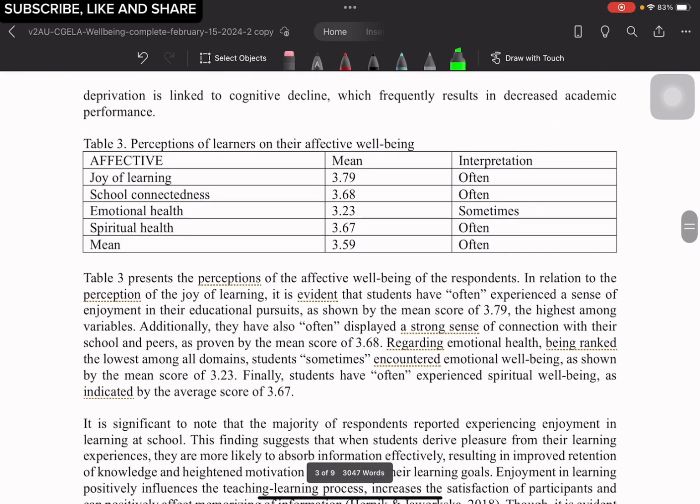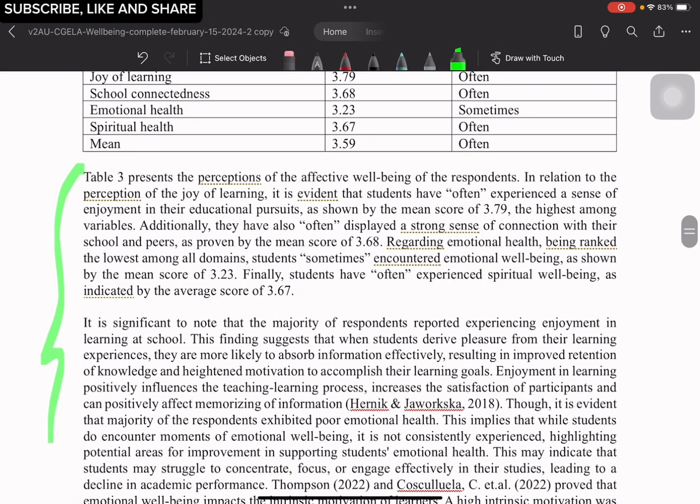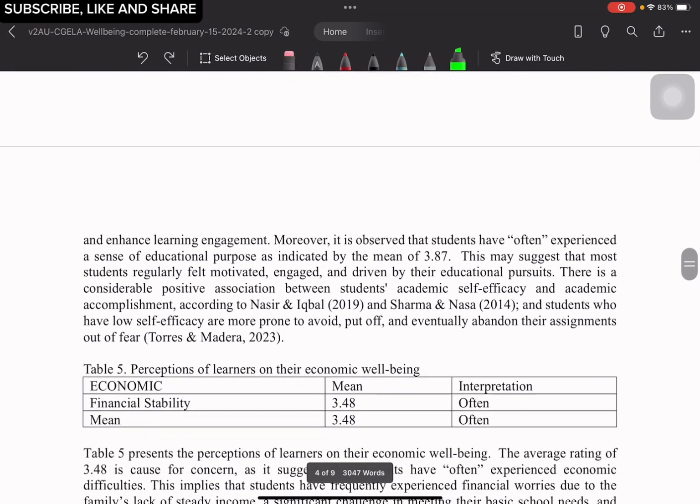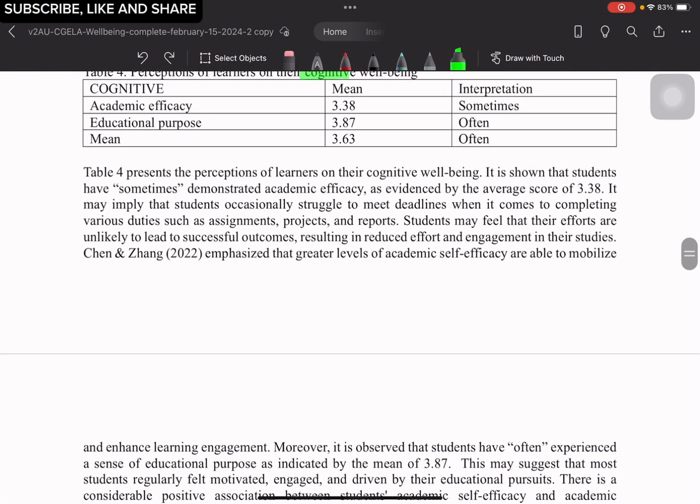So again, this is the third table, perception of learners on their affective well-being. This is affective. This is the second area. Again, immediately after the table will be the interpretation of the table. The third will be the cognitive well-being. Okay, the third is the cognitive well-being. And then again, immediately after the table will be the interpretation.